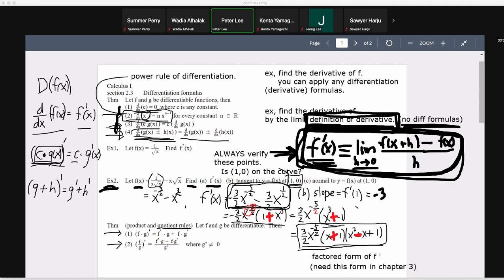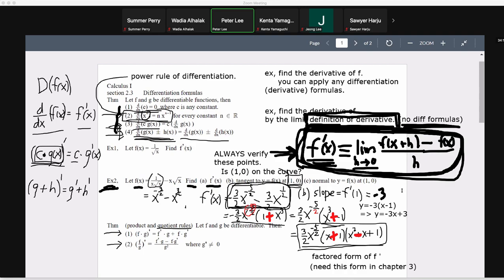So therefore, what is the line going to be? Let me just write down the equation. Therefore, y minus 0 is equal to minus 3 times x minus 1. There we go. So you can write this as y is equal to minus 3x plus 3 if you like. Is this y equals minus 3x plus 3? Yes, it is. That's it. You can verify this using a graph if you want to.